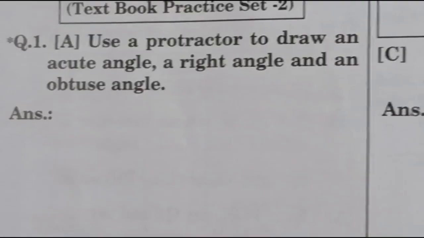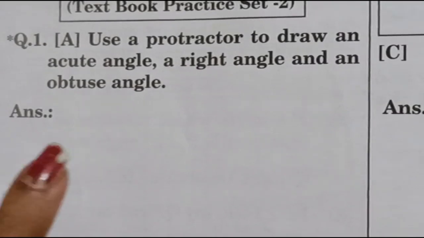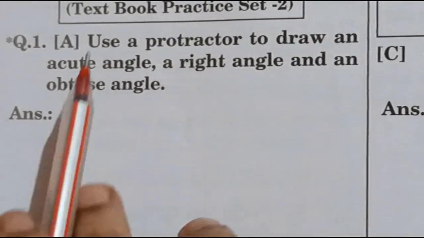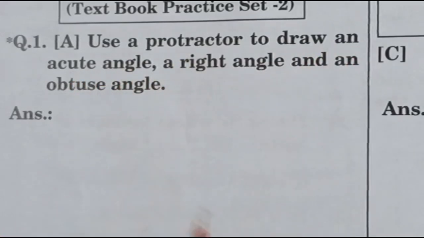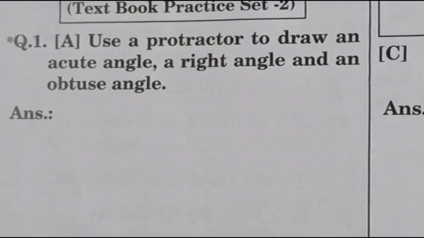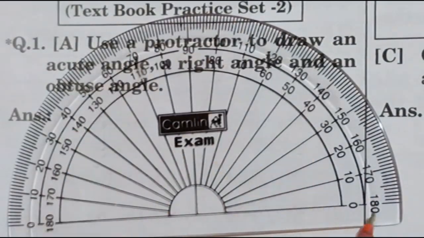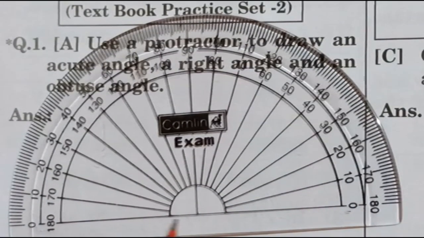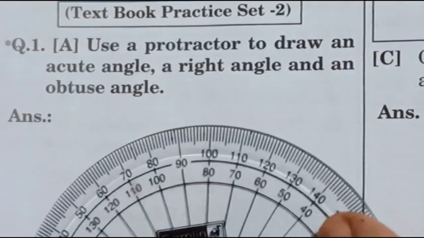Okay. Now students, the fourth question which is there in your textbook. The similar question is there over here: use a protractor to draw an acute angle, a right angle and an obtuse angle. Now this question is homework for you all. You are supposed to use a protractor. You all know what a protractor is? This is known as the protractor. It's in a semicircular shape from 0 degree to 180 degree. So with the help of this protractor, you are going to solve this question.